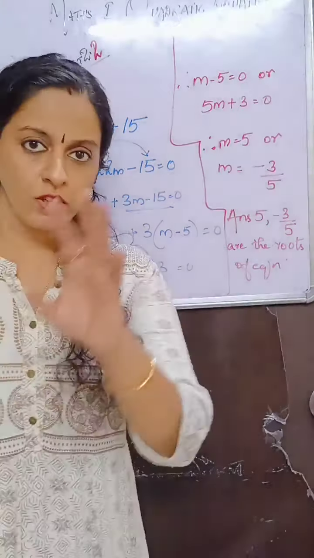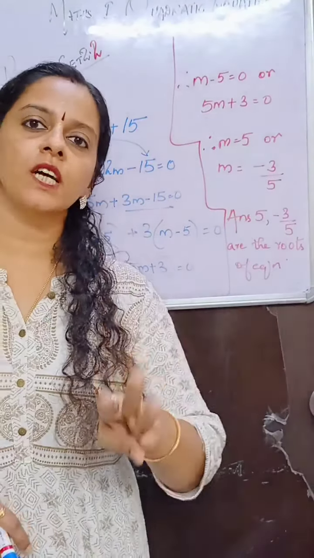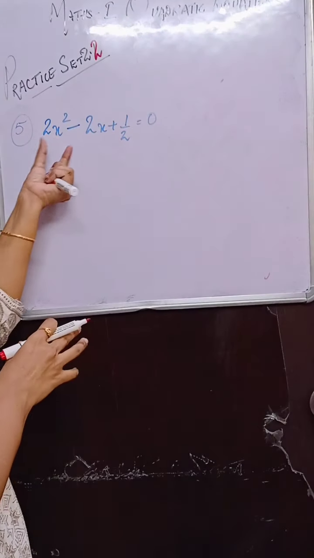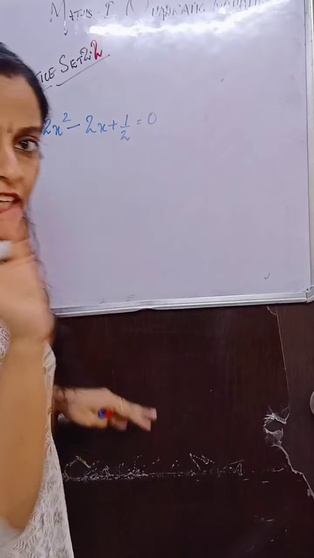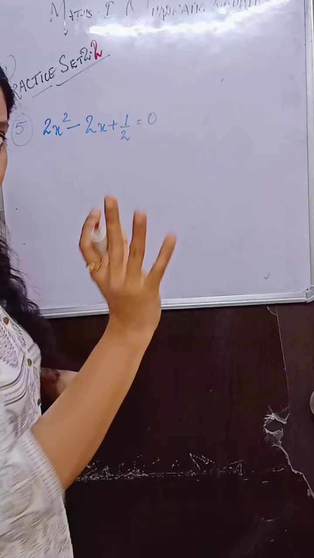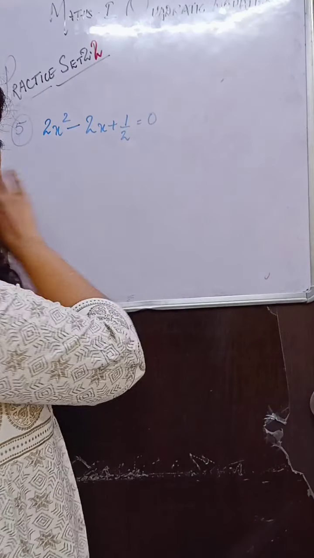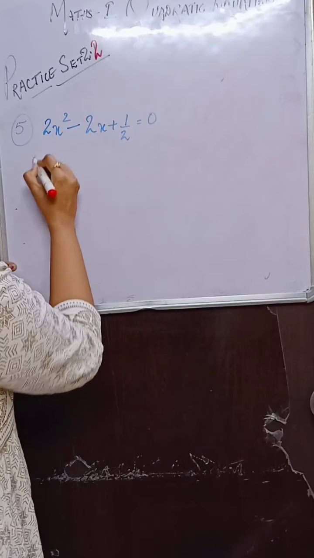Okay, so you understood how to solve a quadratic equation this way. When you have 3 terms, you will split the middle term. Now, sum number 5, 2x square minus 2x plus 1 upon 2 equal to 0. We are not in favor of numbers onto the denominator. What we do? We multiply that by the whole equation. So here you have 2 onto the denominator.